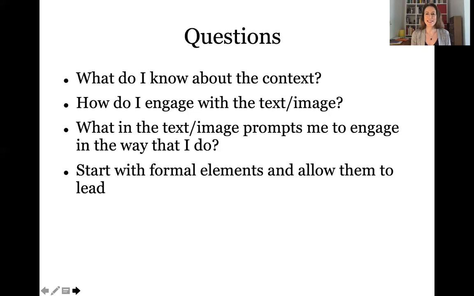So trust your instincts here, and don't think, well, maybe it's just random that I'm looking at this, or maybe it's just random that I'm feeling this way. Trust your skills of interpretation and ask yourself then, in relation to that, what it is in the visual image or the text that is prompting you to engage in the way that you do.